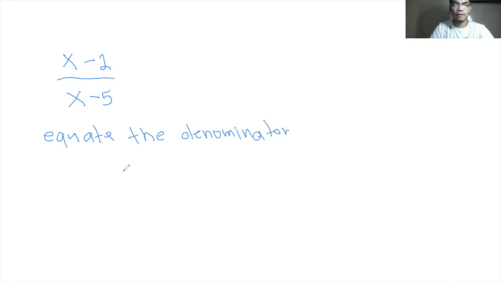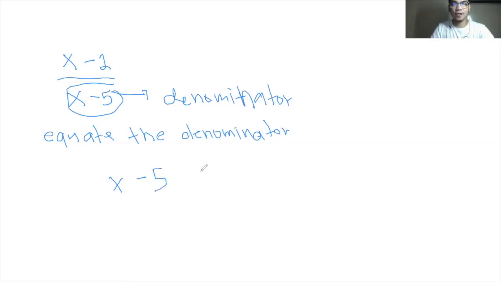So we have x, our denominator is x minus 5, and we equate it to 0. So that's our first step.